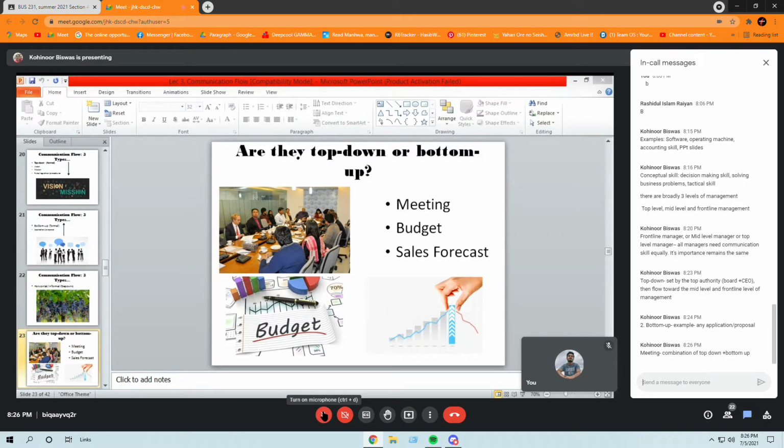Take it over. Who will start the meeting? The chairman will start the meeting. So this is initially top down. Then the employees, subordinates, they will discuss. They may give some proposal. So that is the bottom up part.